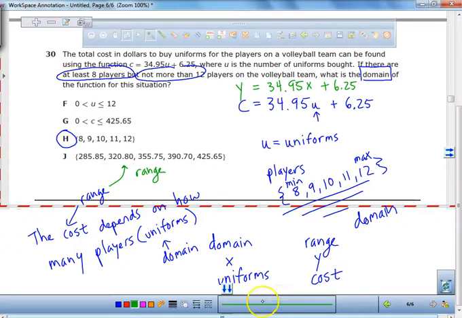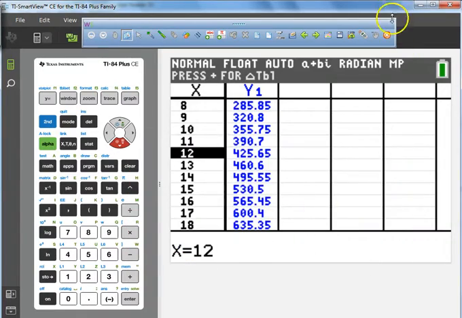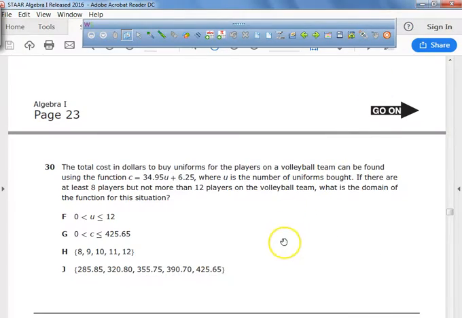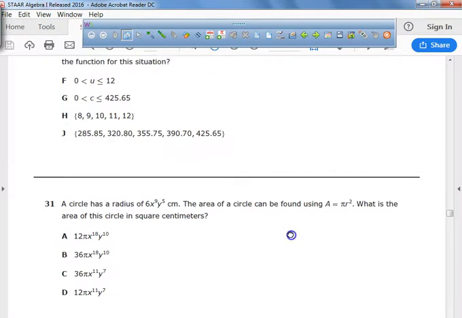And if you see it, there they are. There's all these numbers right there. So if it said, by the way, I do the exact same problem, keep everything the exact same, change one word: what is the range of the function for the situation? Then the answer would change from H to J. All right. I know that's a lot, but I want you guys to understand. They can ask you about domain. They can ask you about range.